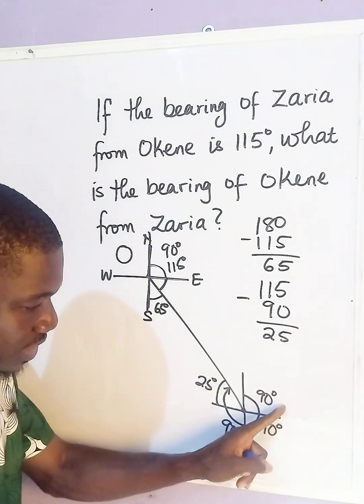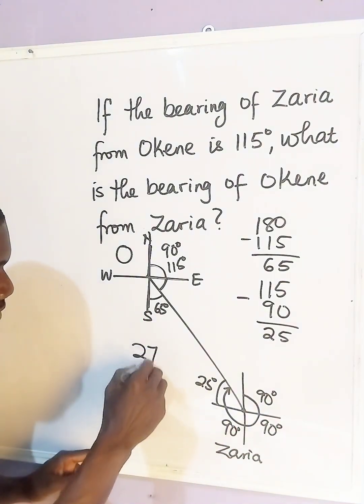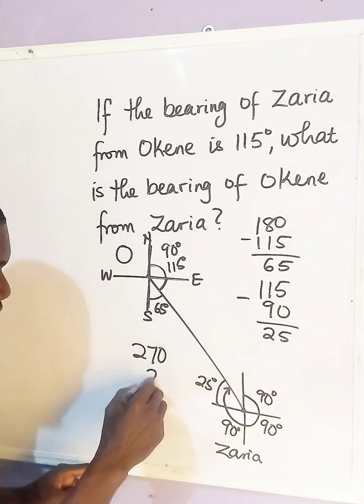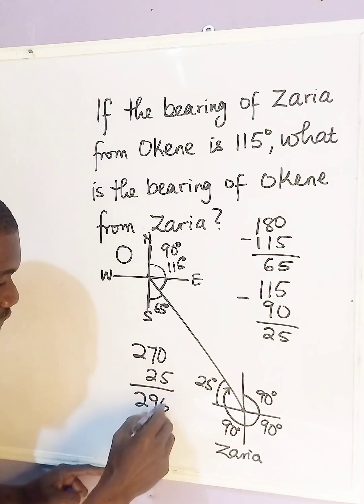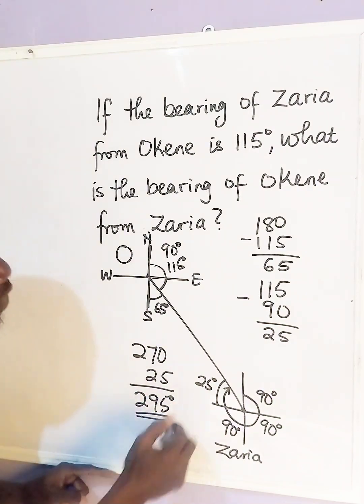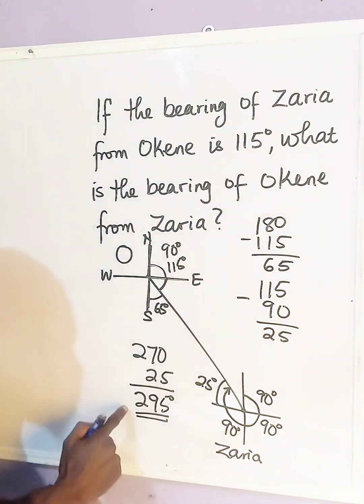So we had 90 plus 90 plus 90, this is 270. Now plus 25, this gives us 295 degrees. So the bearing of Okene from Zaria is 295.